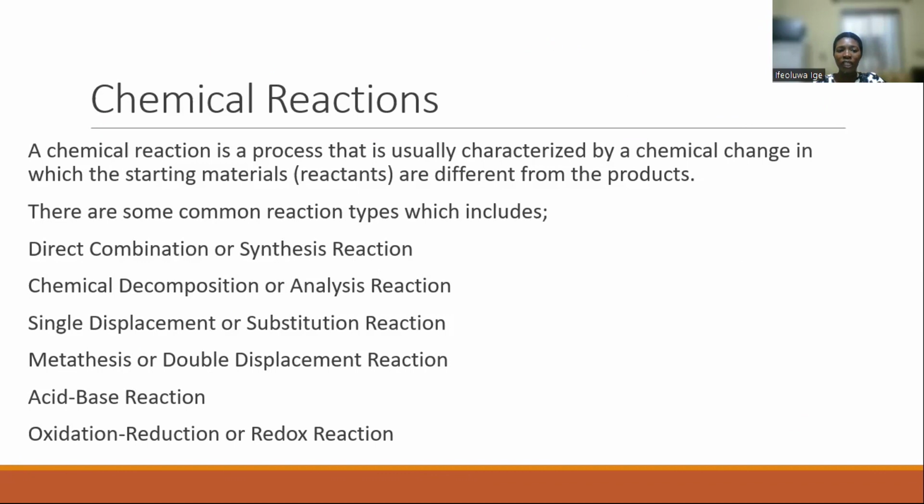Now, there are different types of chemical reactions. We have direct combination reaction or synthesis reaction. We have chemical decomposition or analysis reaction. We have single displacement or substitution reaction, that means an element replacing another element in the chemical reaction. We have double displacement reaction.